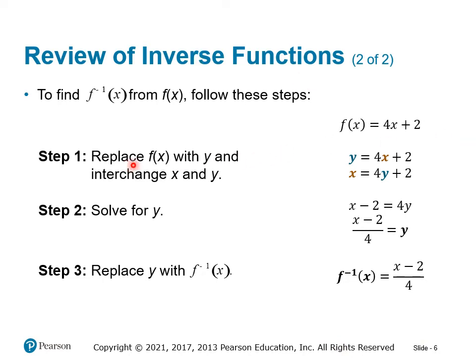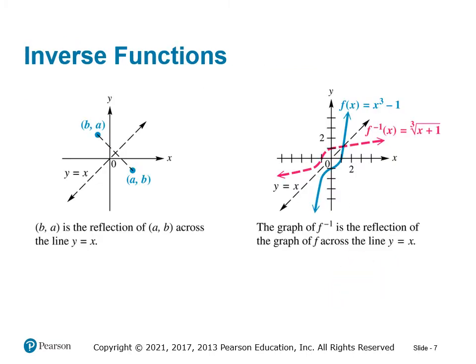So again, replace f of x with y, change y into x, change x into y, solve for y, and then replace y with the inverse notation. Very simple and straightforward. These are good graphs to show you the relationship. If I have a point (a, b) on a function, then its inverse function would have the point (b, a). The x becomes the y and the y becomes the x.